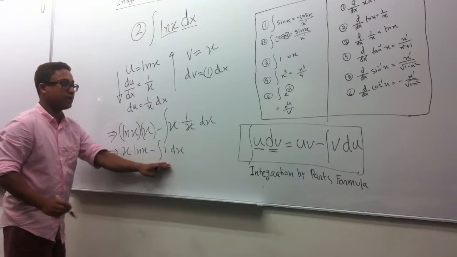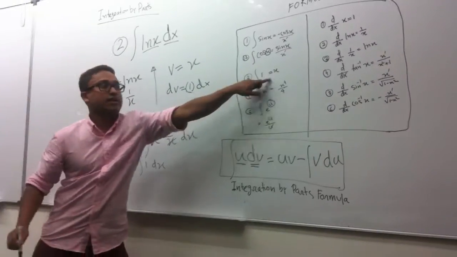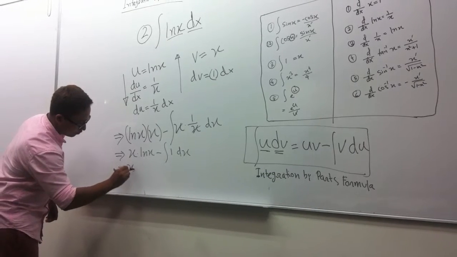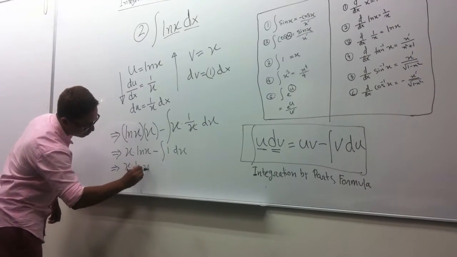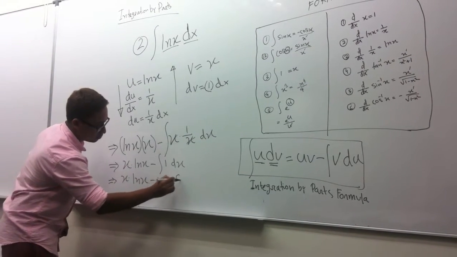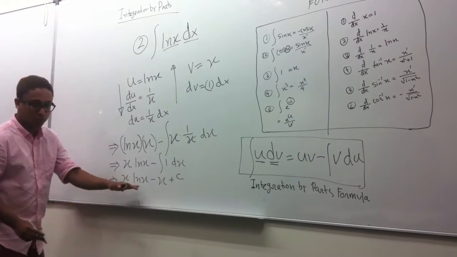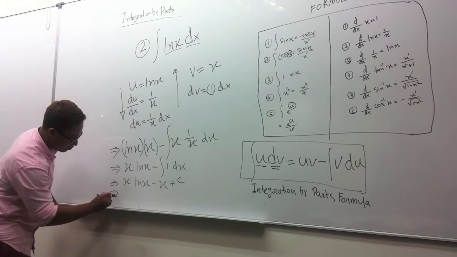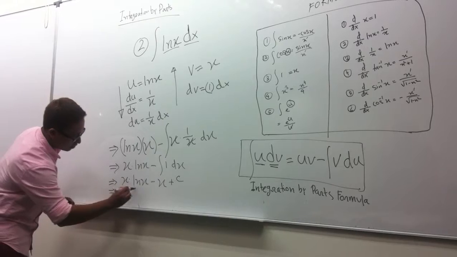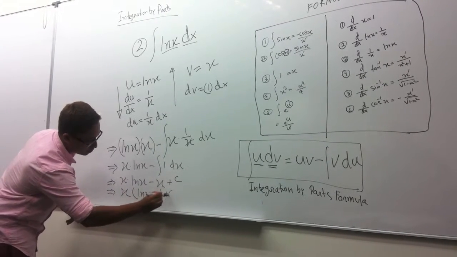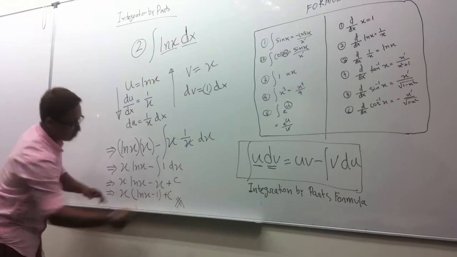So we have to integrate 1 again. When you integrate 1 again, it's x. Integration of 1 is always x. So x ln x minus x plus c. This could be our final answer, but if we want to simplify more, we can take x common, then it becomes x times (ln x minus 1) plus c. So this is our final answer.